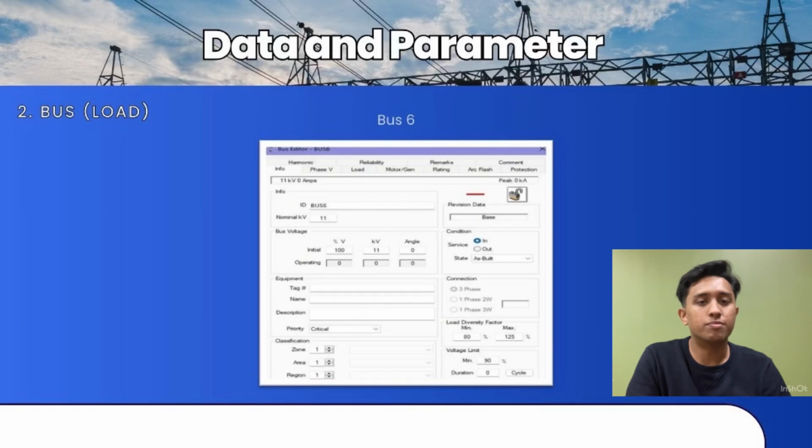Then we move to bus 6. Continuing our discussion on the system bus configuration, this slide focuses specifically on bus 6. We can see that bus 6 is set with a nominal voltage of 11 kV. This indicates another step down to a different voltage level within the other buses.